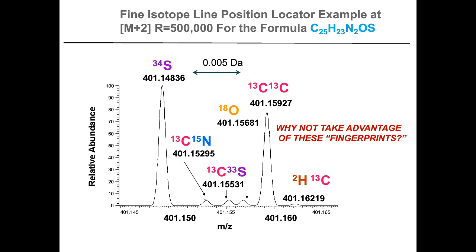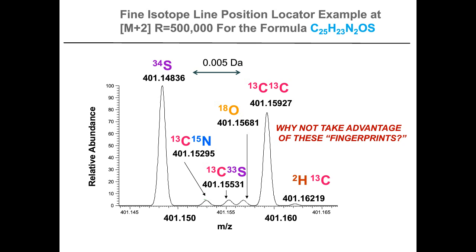In terms of the scale, this is very blown up around M+2, but we can see some beautiful and very distinct isotope patterns in this area, and it's a very unique fingerprint just by looking at high resolution at this particular M+2. And why don't we just take advantage of these fingerprints? Well, we can do that.